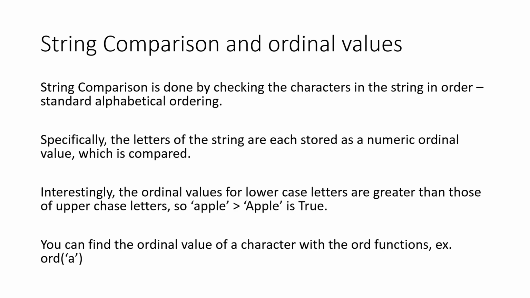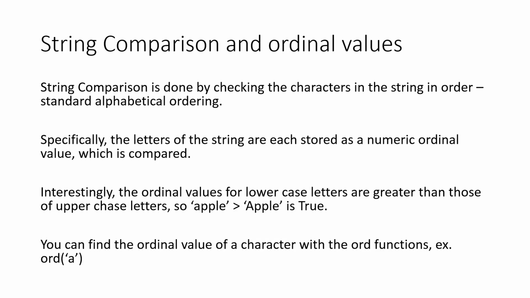Specifically, the letters of each string are stored as a numeric ordinal value, which is what gets compared. Now, the ordinal values for the letters fall in order, which allows this sort of standard alphabetical ordering to work. So, for example, I believe the lowercase a is the code 65, and lowercase b is 60, or has the ordinal character code of 66. And I may be mistaken on those, but it's that sort of pattern. And so A always comes before B, and the ordering of strings follows that sort of standard progression.